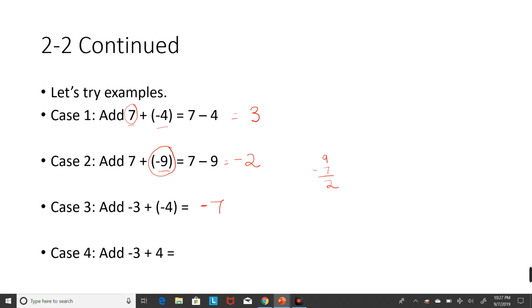The last case, what if our negative number is first, -3 plus 4? Our larger number is still the positive number. So we take 4 minus 3 is 1, and that's going to be a positive 1 because our larger value is positive.